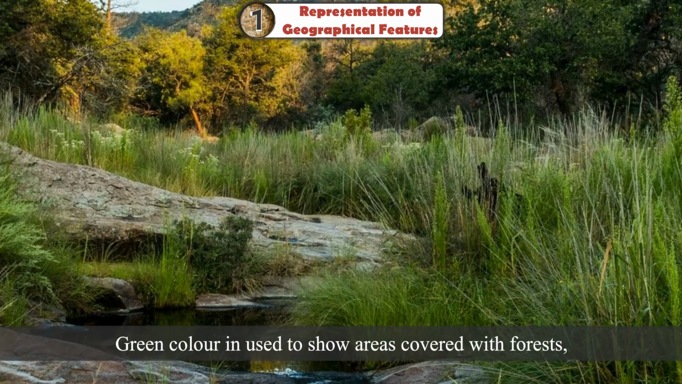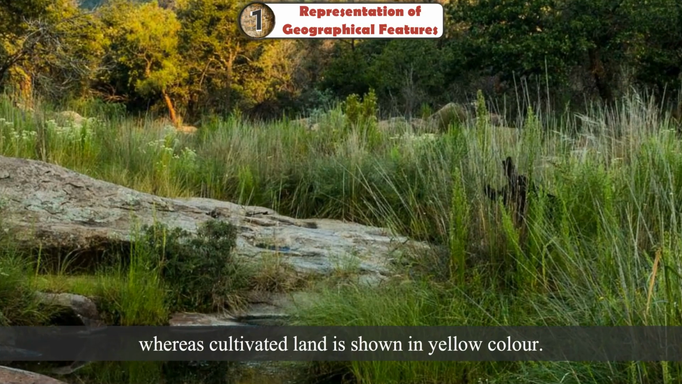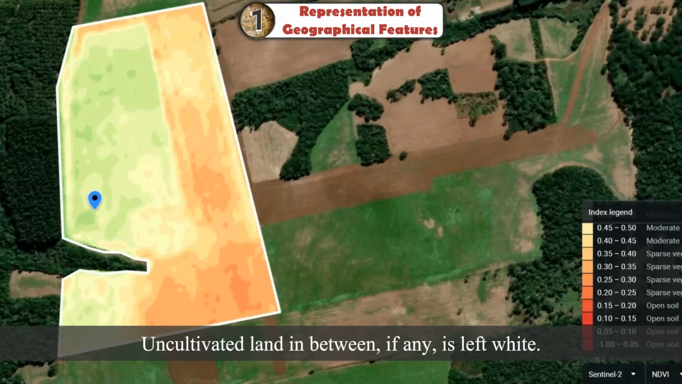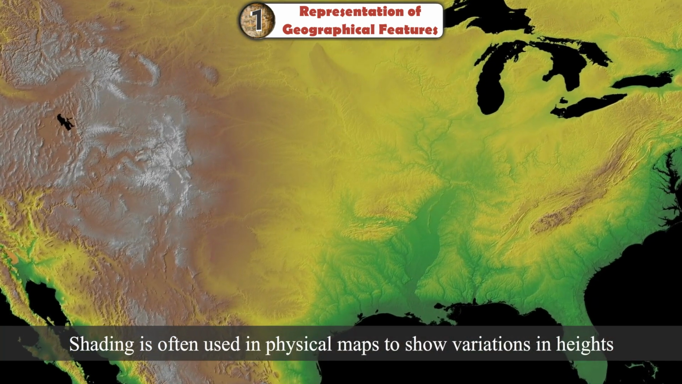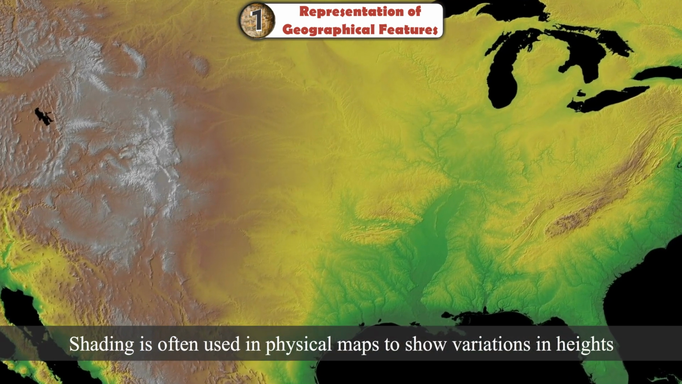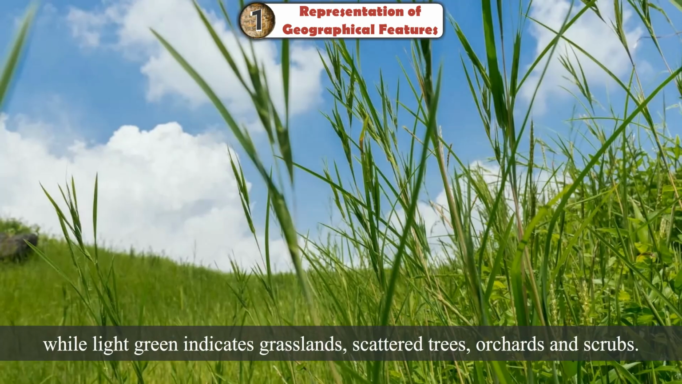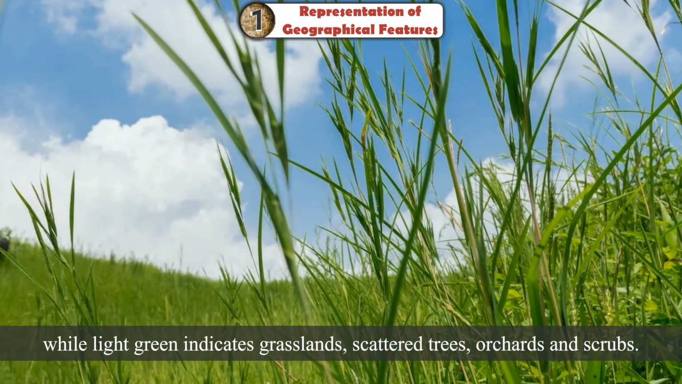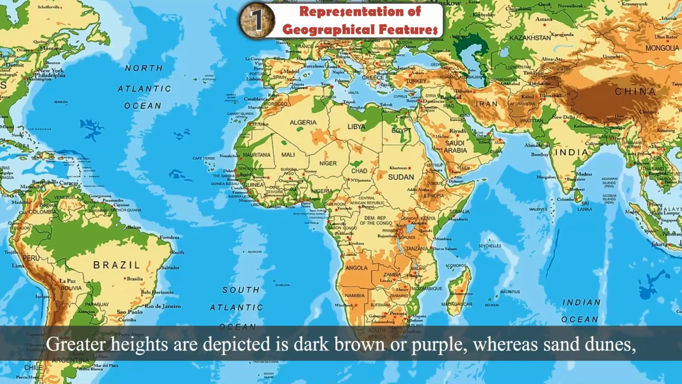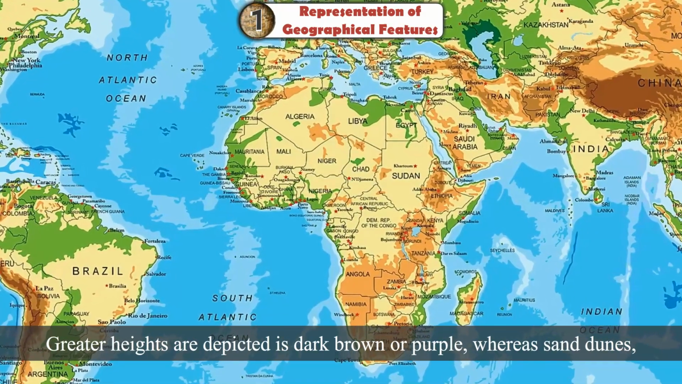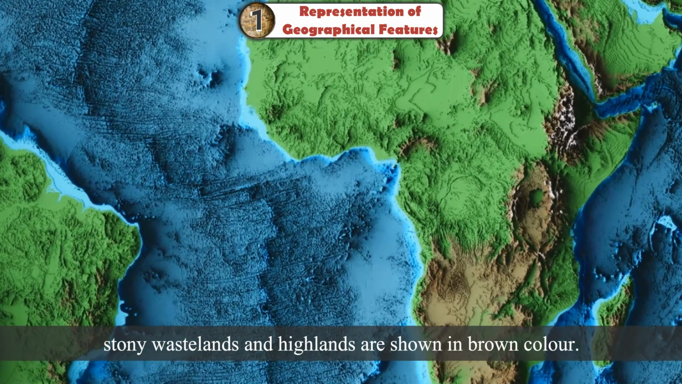Green color is used to show areas covered with forests, whereas cultivated land is shown in yellow color. Uncultivated land in between, if any, is left white. Shading is often used in physical maps to show variations in heights and depths. Densely forested areas are shown in dark green, while light green indicates grasslands, scattered trees, orchards, and scrubs. Greater heights are depicted as dark brown or purple, whereas sand dunes, stony wastelands, and highlands are shown in brown color.